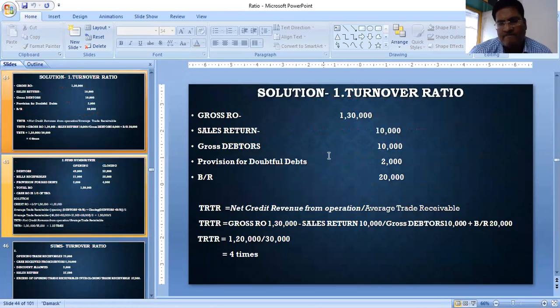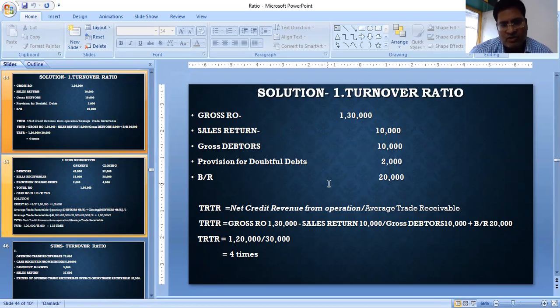Let's do a sum on the trade receivable turnover ratio. Gross revenue from operation 1,30,000. Sales return 10,000. So you will get net; you will always take net. Gross debtors 10,000. Provision for doubtful debts 2,000. You need to subtract in this case. 10 minus 2 is 8,000, which will be net debtors. And bills receivable 20,000. So 20 plus 8, 28,000 is coming.